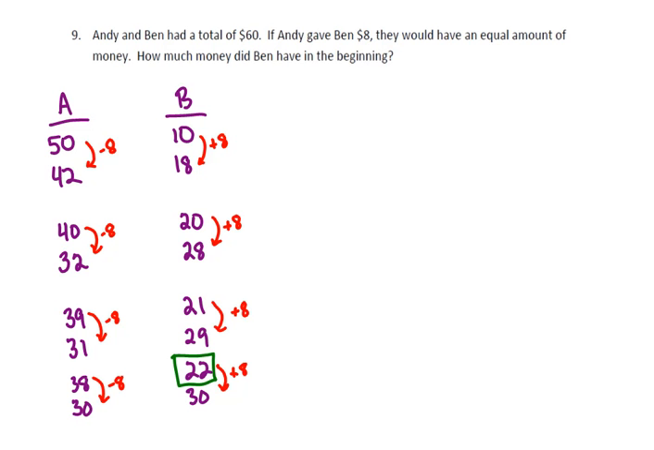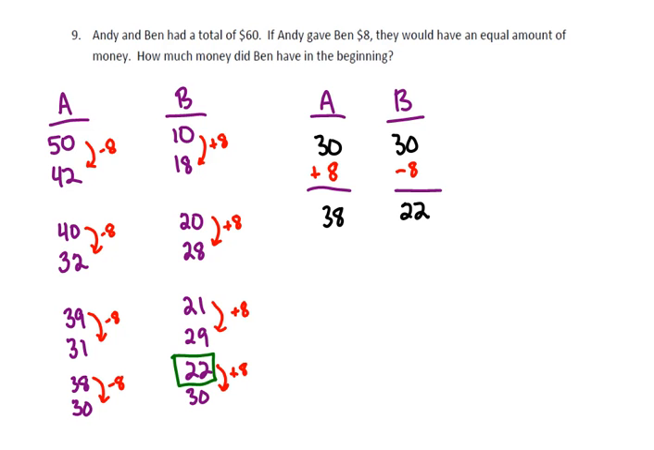Now, as I said, there might have been a number of ways you could have done this. You could have started with the fact that they both have to end up with $30. Since Andy gave away $8, you just add 8 back onto Andy. They both end up having the same amount, but Andy gave away $8, so we add $8 onto Andy. And Ben received $8, so we take that away from him, so that at the beginning Andy had 38 and Ben had 22.